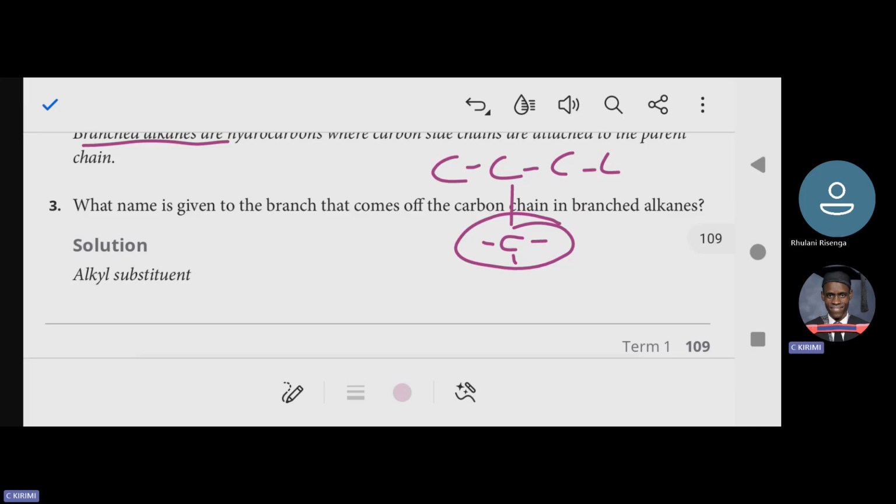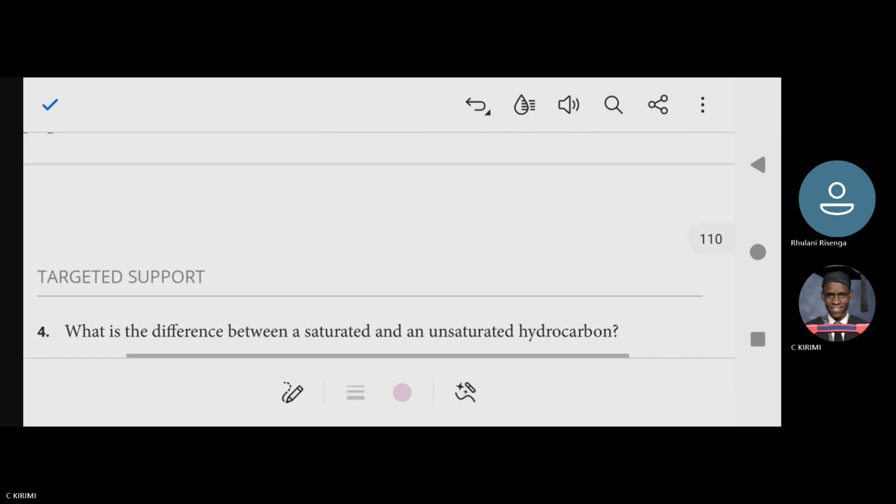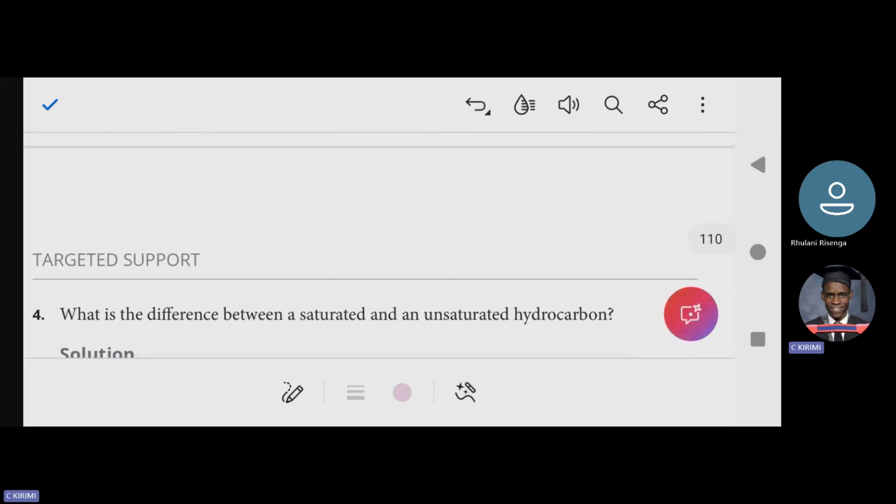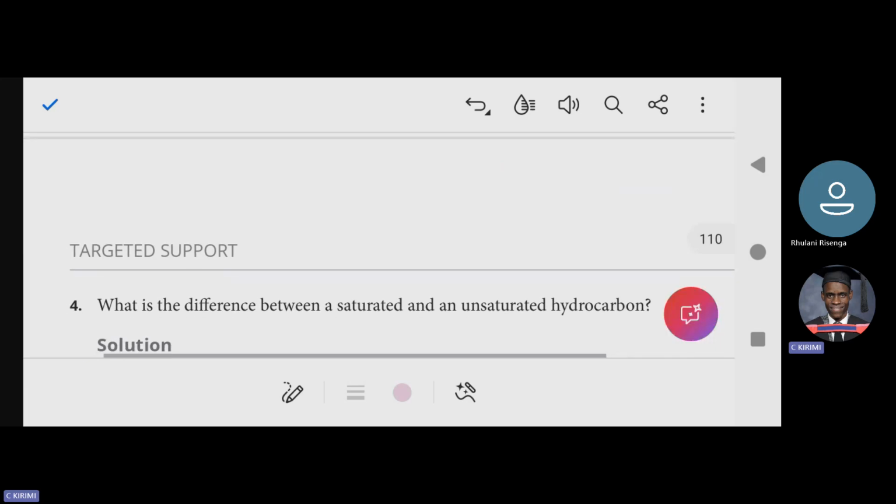Okay, let's move on. The question asks what is the difference between a saturated and an unsaturated hydrocarbon. This one is multiple choice. In saturated hydrocarbons, there are no multiple bonds between the carbon atoms, and in unsaturated hydrocarbons, there are one or more multiple bonds between the carbon atoms.